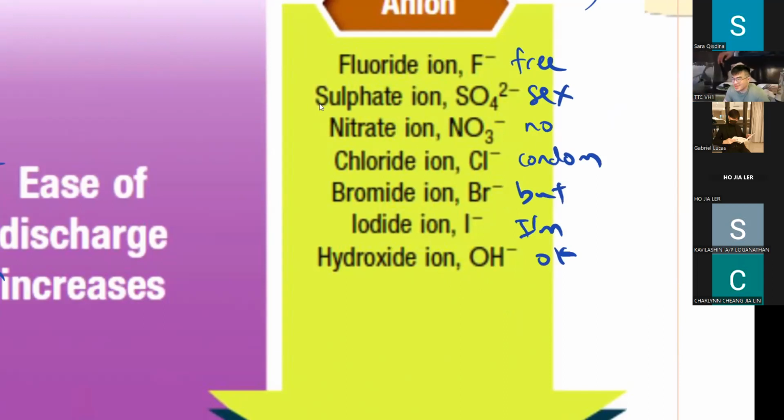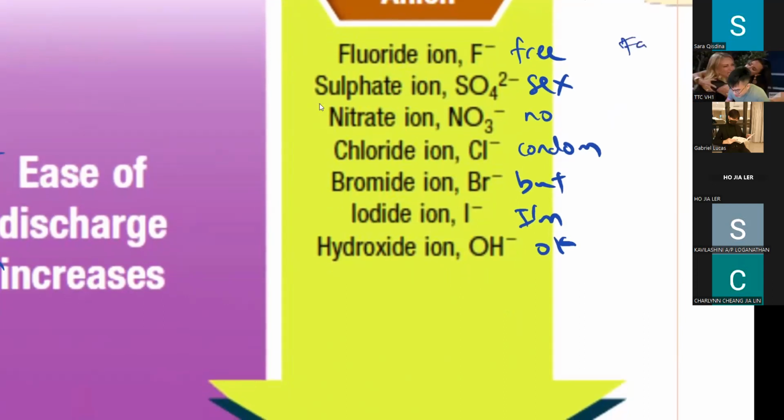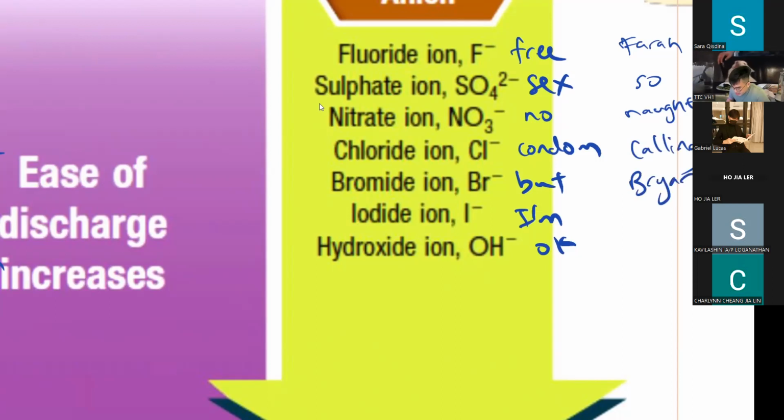Right? So is there a halal version of this? Yes, there is. You have Farah so naughty calling Brian an idiot asshole. Okay lah, not really haram, not really halal lah, but more halal than this. Up to you. See which one you want to memorize. I memorized the free sex no condom one because it's so easy. Or you want to memorize the Farah calling Brian idiot asshole? I'm okay too. Up to you.